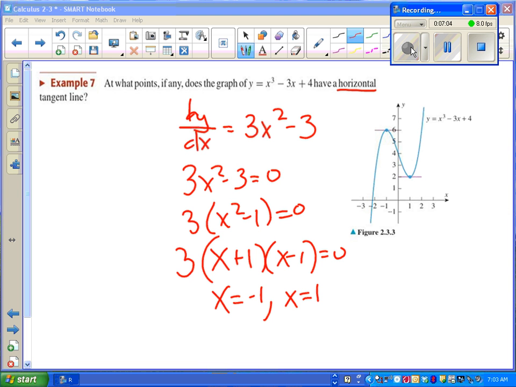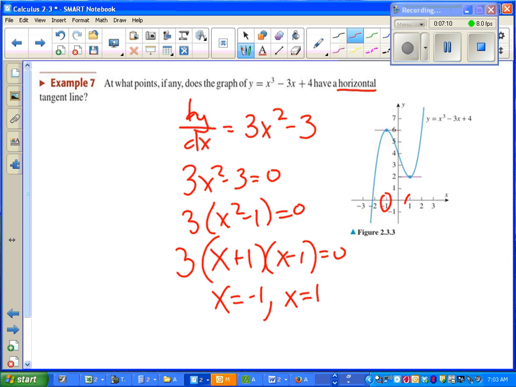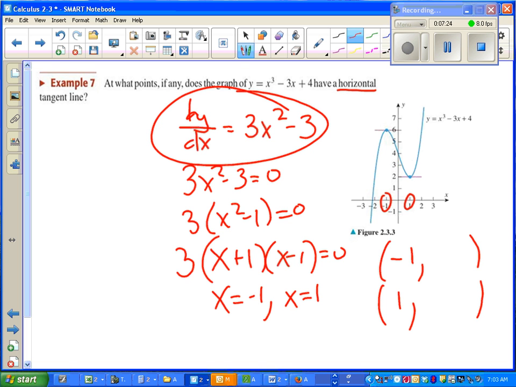We got the values x equals -1 and x equals 1, which matches up with the points we see on our graph. Those are the two places where the slope is 0. But it's asking us for the points, so we need to actually figure out those points. So we're going to plug -1 and 1 back into the equation, not into our slope equation. If we plug into there, we should get 0.